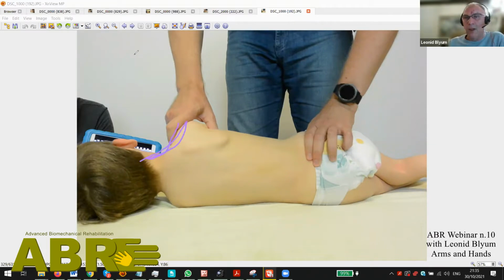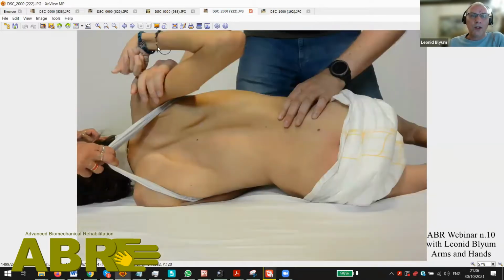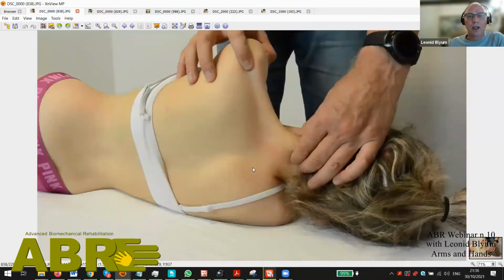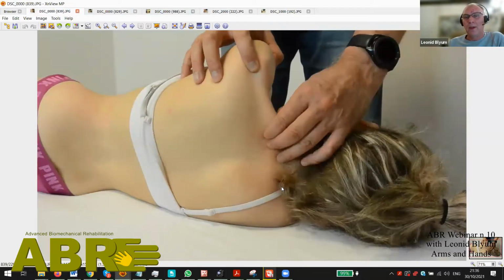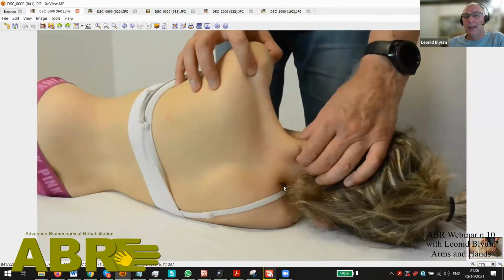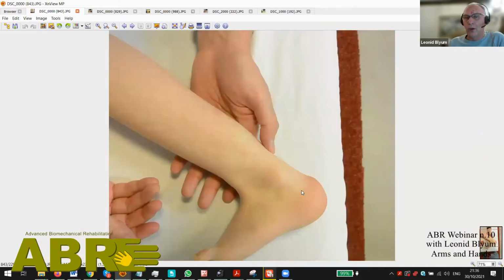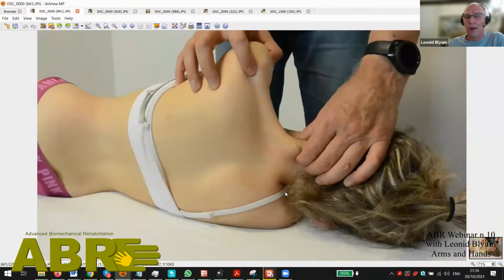But of course, you might say, well, that's not very convincing, Mr. Blyum. We don't see the clavicle here. Can you show us some of those clavicles? And my answer would be, of course, I can show you some of those clavicles. And here is a great example. See, that's an example which is already quite advanced in transition. That's a girl who's been through ABR already for several years. And you can see this is a very beautiful transition here.